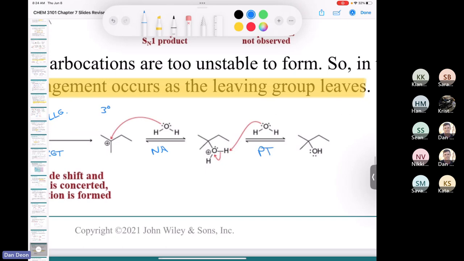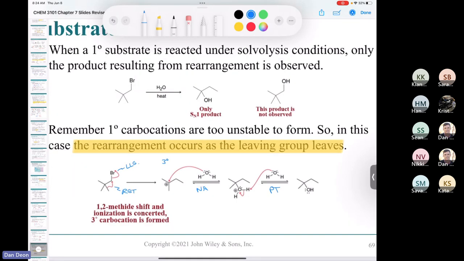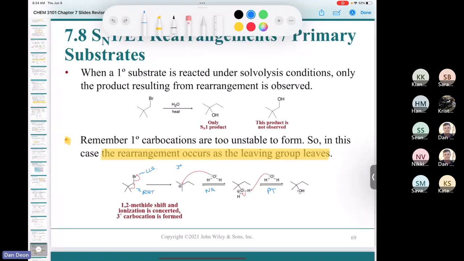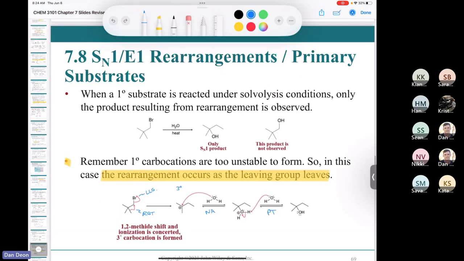And so that is why we don't see any of this product, right? You don't see any of this because you cannot just simply have the leaving group leave. The only way this could occur is if the leaving group leaves with a rearrangement occurring simultaneously.